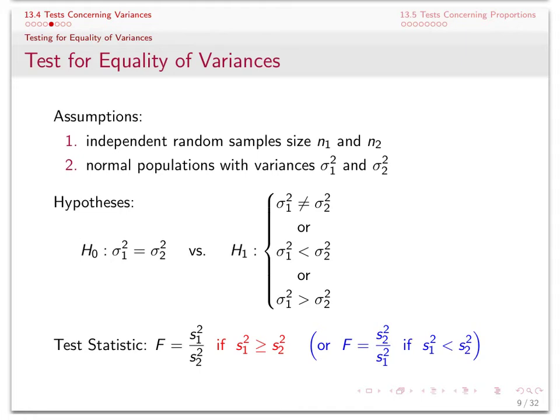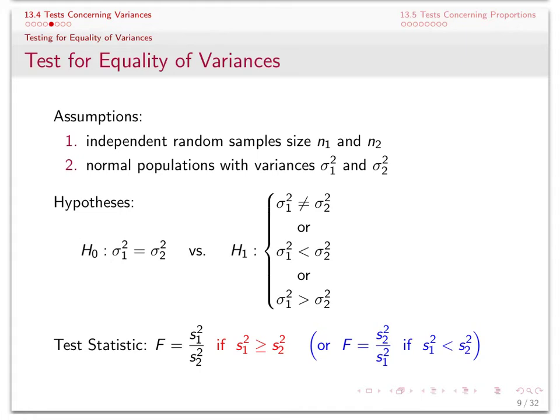So for this test, we're going to assume that we have independent random samples of size n1 and n2, and they'll be drawn from normal populations with variances given by sigma 1 squared and sigma 2 squared. The null hypothesis will state that sigma 1 squared is equal to sigma 2 squared, in other words, that the variances are equal. Versus, again, we typically have three alternatives, either that the variances are not equal or that one is less than the other.